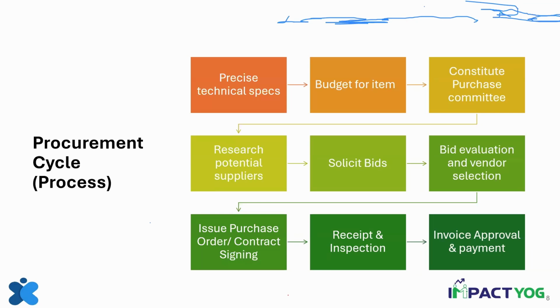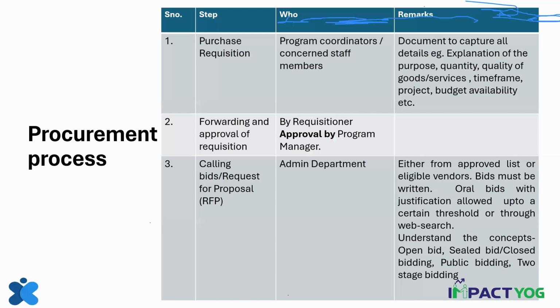So who's guiding the procurement process? The procurement policy is guiding the procurement process. Now, if we want to just have a look at more in terms of individual steps in the procurement process, the first is the purchase requisition. So who does the purchase requisition is something that I want to just show it to you on this table. Program coordinators or the concerned staff. If it is office supplies, then it will be the admin person because they are the responsible persons in office. But when it is program supplies, then it is you as programmer.